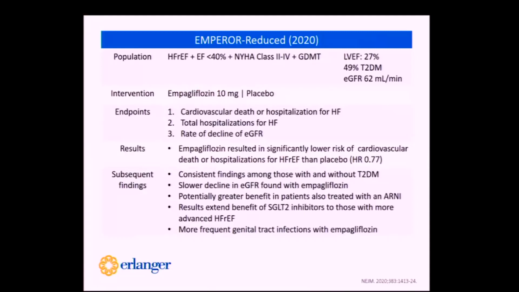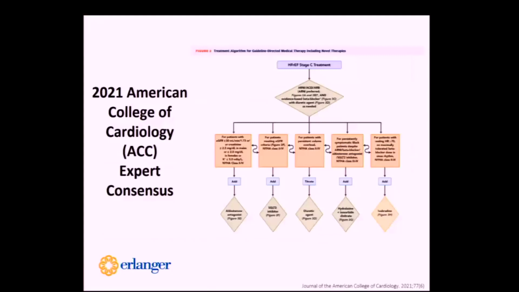And they actually found that there's a potentially greater benefit in patients who were already being treated with an ARNI. So they did make an effort to enroll more patients being treated with Entresto at baseline and found that there's potentially greater benefit in those patients. This study concluded that the benefits could extend to those with more advanced heart failure with reduced ejection fraction. And they found more frequent genital tract infections with empagliflozin, which is expected with this class of medication.